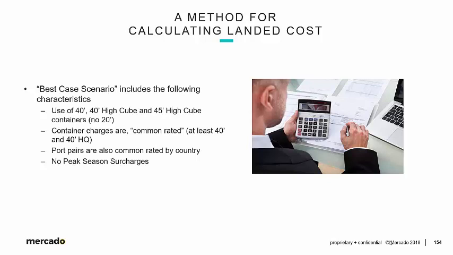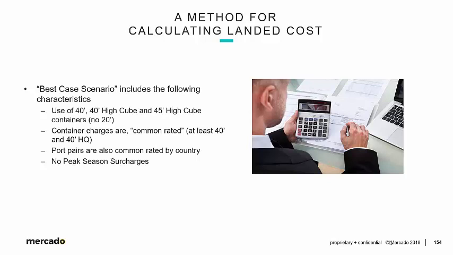Consistent with that theme, we'd like to have our port pairs also common rated by country. And this is not unusual to see. U.S. importers will have the same ocean freight rate in place for 40s and 40-foot high cubes, but for freight going from Shanghai to LA Long Beach, from Ningbo to LA Long Beach, from Xiamen to LA Long Beach, from Yantian to LA Long Beach. Common rating as a negotiating tool as an importer is good for a lot of reasons. A very clear one, as it relates to what we're talking about now, is that it makes it easier to calculate landed cost. Another factor we'd like to avoid is peak season surcharges.